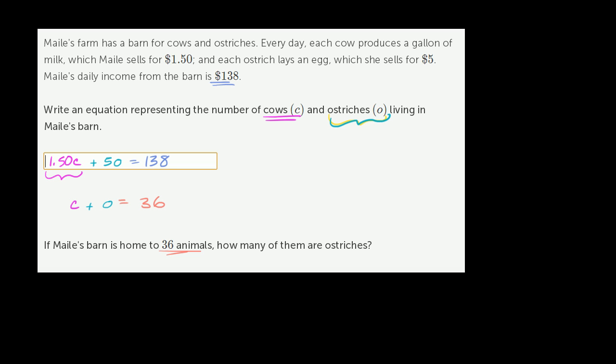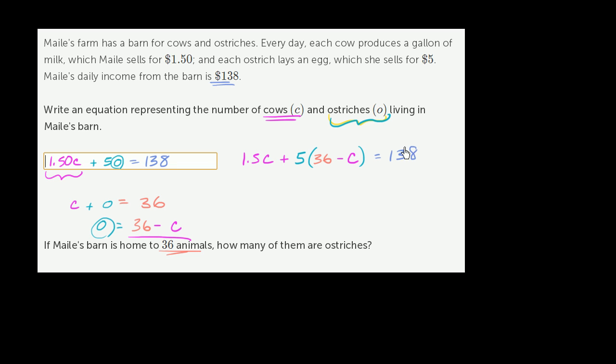So let's subtract a C from both sides. And so we get the number of ostriches is equal to 36 minus the number of cows. And so we can take this expression here and substitute it for O up here. And so this equation will become 1.5 times the number of cows plus 5 times the number of ostriches. But we just said the number of ostriches needs to be equal to 36 minus C. So we could write that as 5 times 36 minus C. I just substituted this expression in for O. 36 minus C is equal to 138.